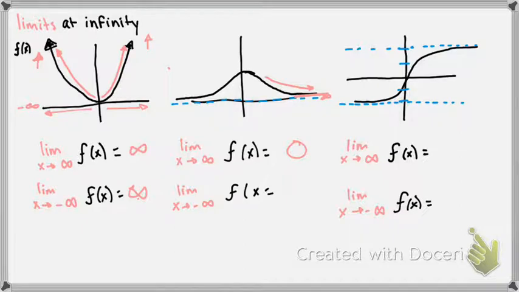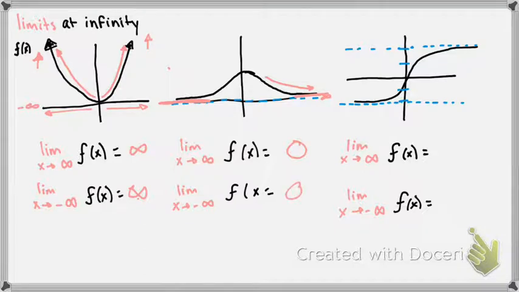And now we're going to do the same thing for x approaches negative infinity. Again, we see the same thing. It looks like the graph is just about to hit 0, but it's never quite going to pass 0. So we're going to say the limit as x approaches negative infinity equals 0.